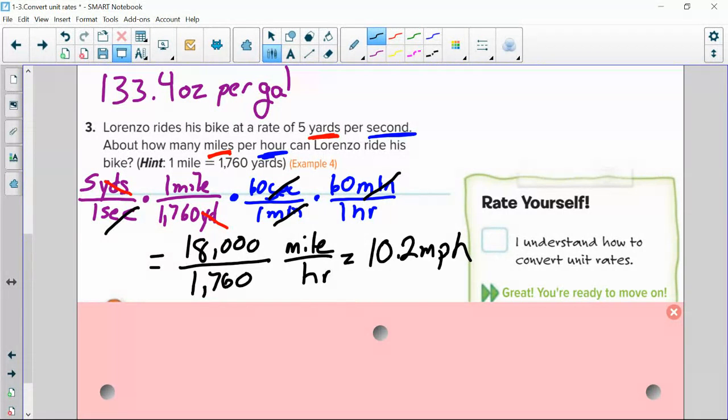All right, you have one on your homework that's just like this one. Actually, you have two. Problems 4 and 5 on your homework. 4 and 5 are like this. Okay, so when you get to that one, look at this one or example number 4 for help.